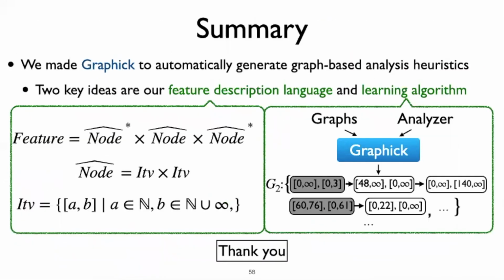I would like to summarize this talk. We introduced a technique, Graphick, which automatically generates graph-based heuristics. Two key ideas made it possible. The first one is the general feature description language, and the second one is our learning algorithm. Graphick is generally applicable to various heuristics and graphs.